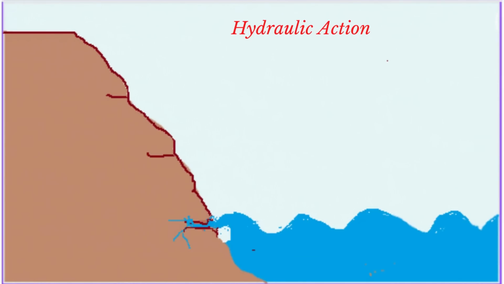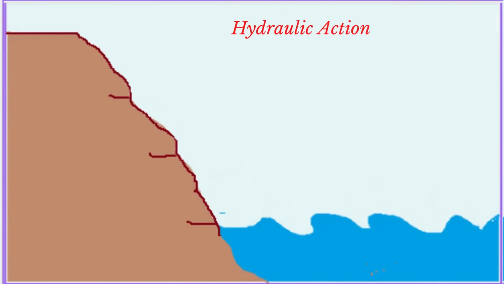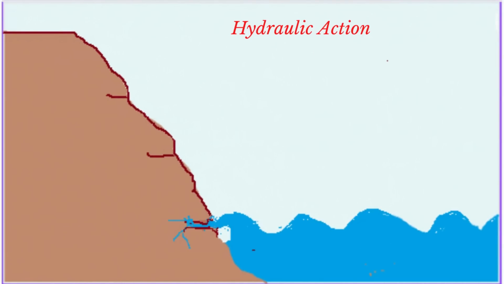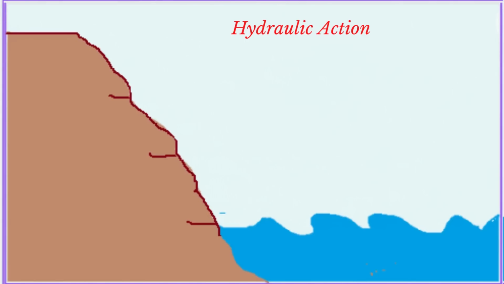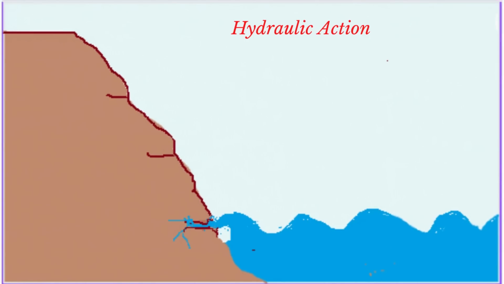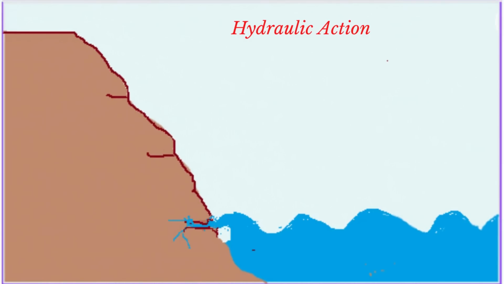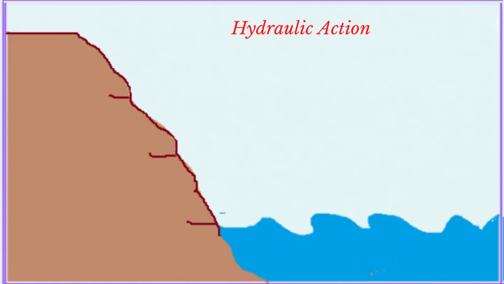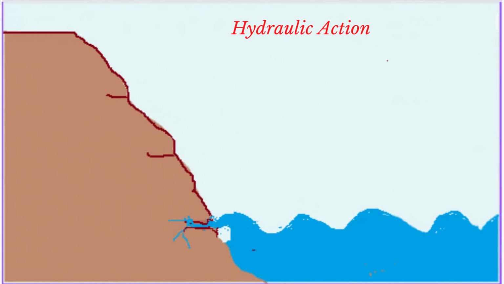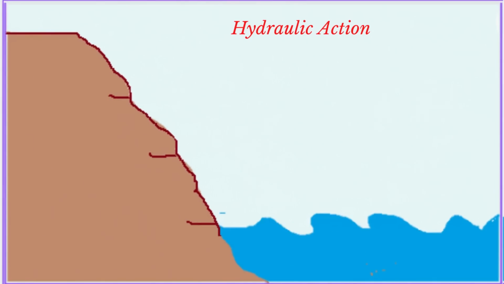Then we have hydraulic action, where the land is worn down by the pounding effects of the water, the sea, or when the water is forced into cracks, causing them to expand and break apart. Again, this kind of erosion occurs mainly when we have destructive waves.